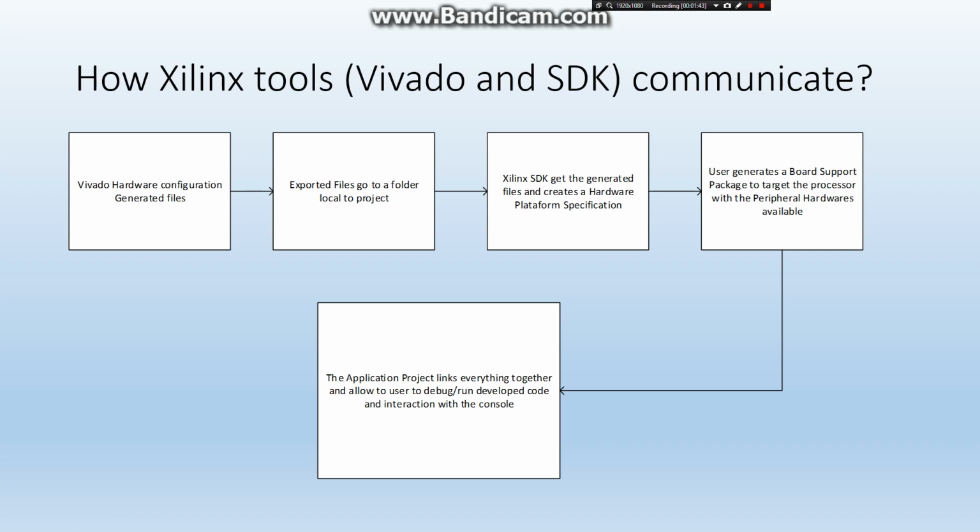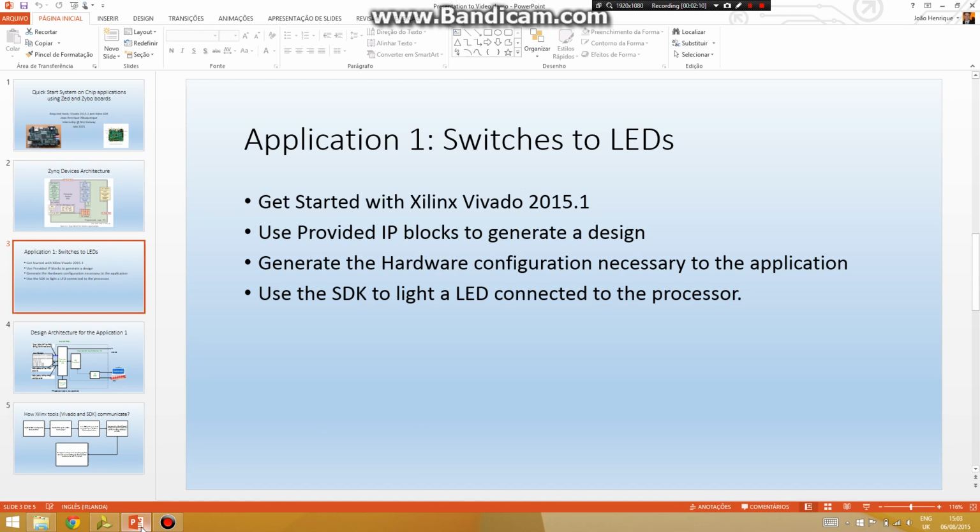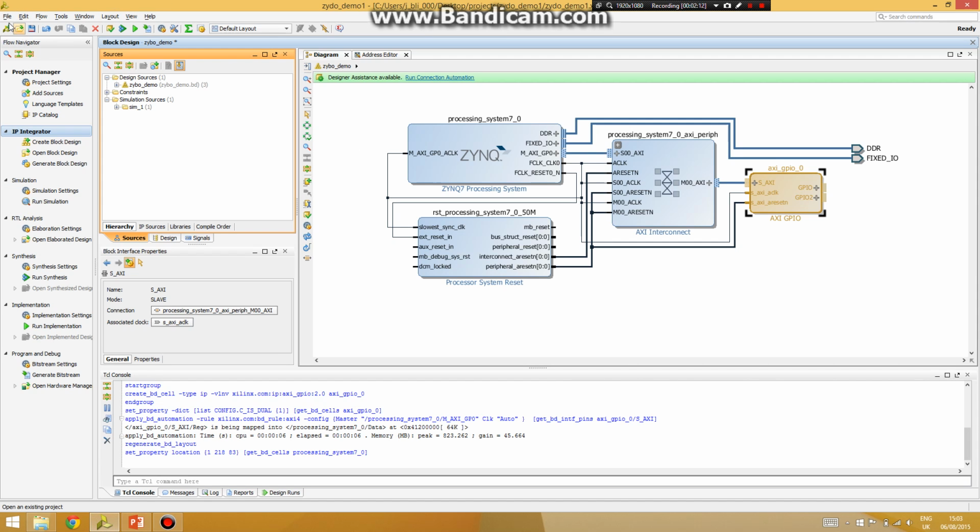In the SDK, you're also going to create a board support package to target the processor with the available peripherals, in this case the LEDs and the switches. Once this is done, we're going to create an application project that links it all together and allows us to debug and run the code, and also use the console to debug and run as well. So that's it for this presentation, and right now I'm going to create a new project here.